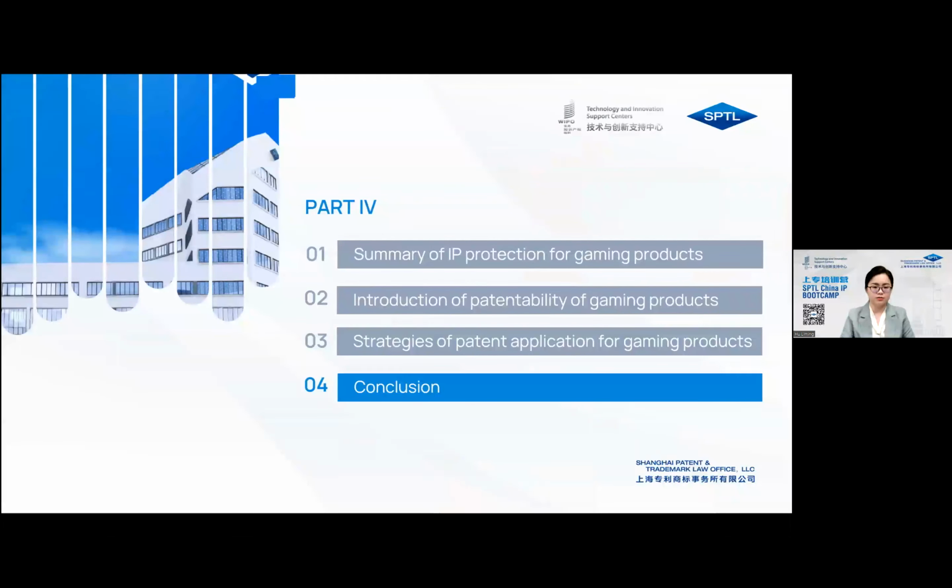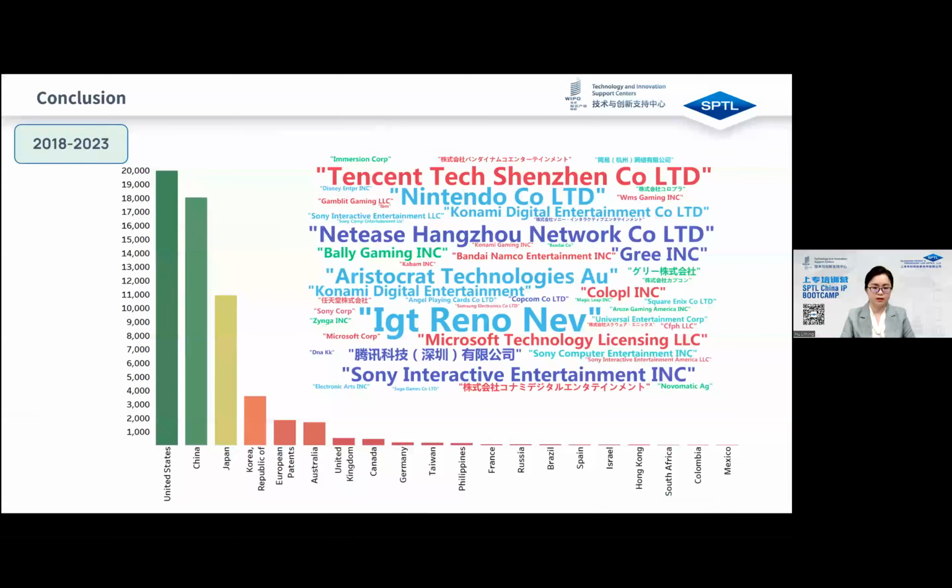Now, here is the conclusion. It can be seen from the chart that in the past 5 years, China's patent applications for games have risen to the second place in the world, very close to the United States.